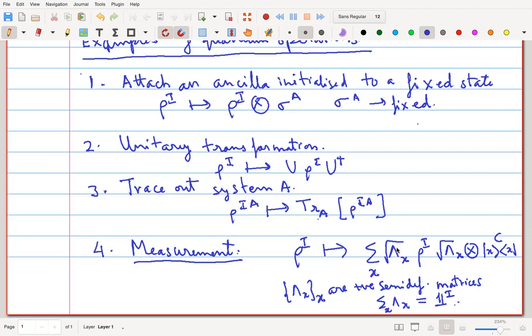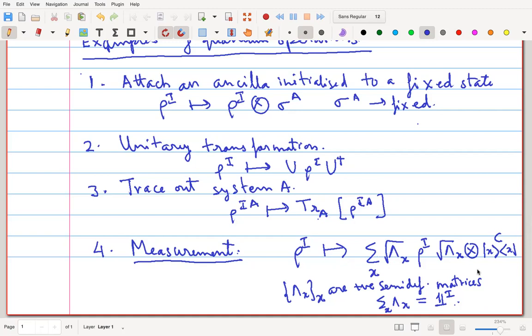In future, I'm also going to define log of lambda, things like that. The definition is the same: go to the eigenbasis, change the eigenvalues, and keep the eigenvectors the same. So this is the full definition of the measurement operation. Questions? So rho superscript I is whatever we have when we are not measuring the system.